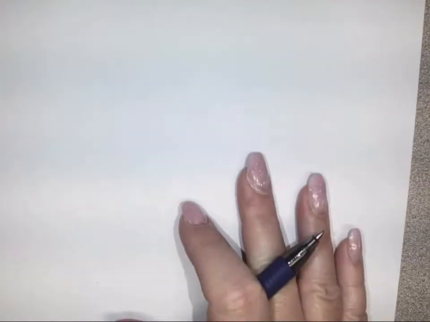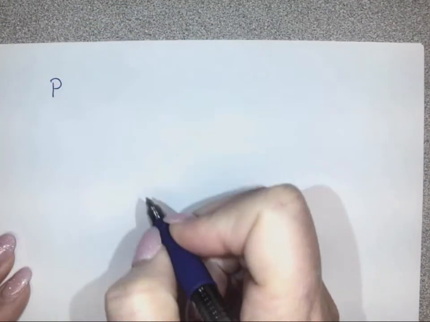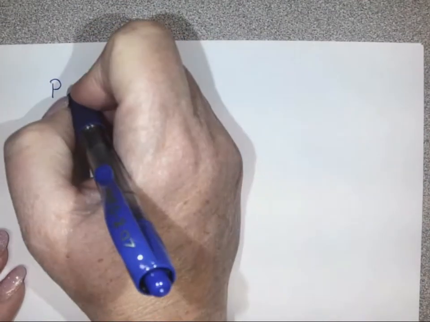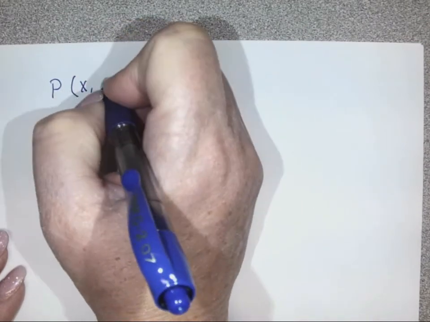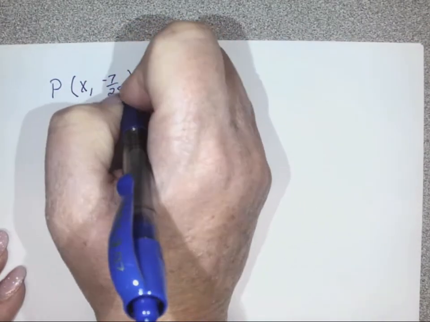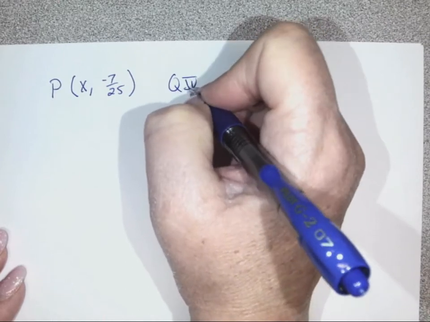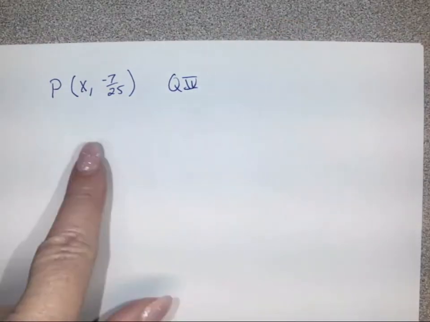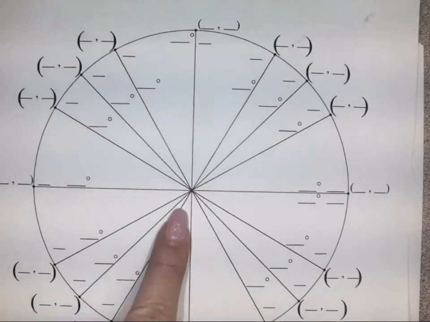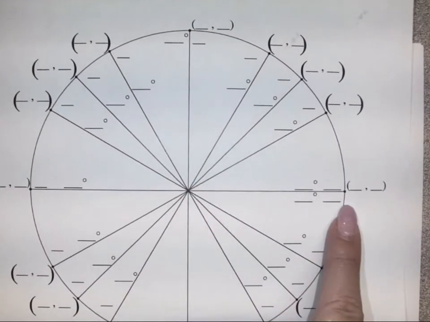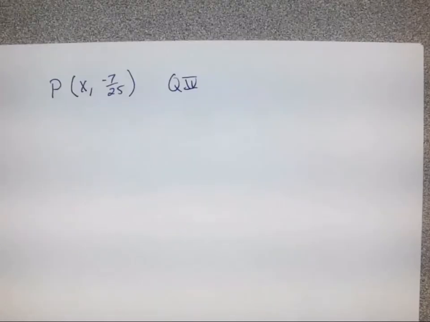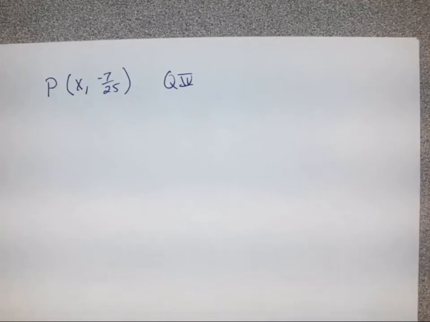So for our next one, we're doing the same kind of thing. We are given a point. This time we're going to call it point P. It doesn't matter, it's just still a point. The point x comma negative 7 over 25. And again, this one's going to be in quadrant 4. So in quadrant 4, our y is negative, our x value will be positive. So let's go find what that x is.